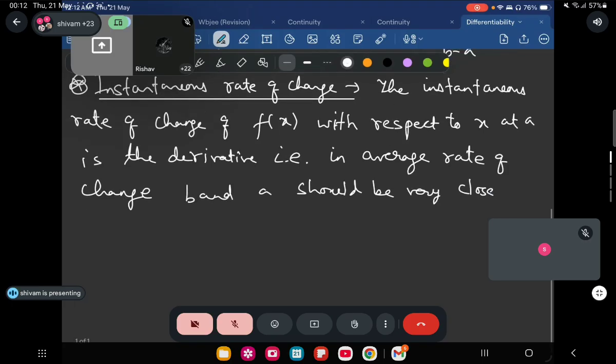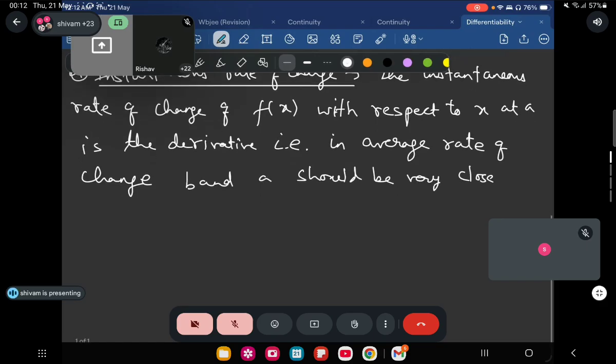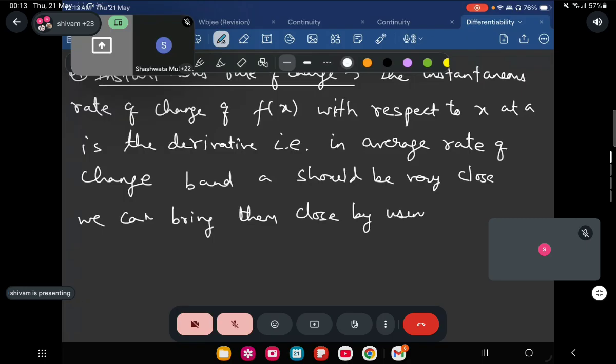And how can we bring b and a close to each other? Tell me, by using what? We can bring them close by using the concept of limits. Okay, so everyone pay attention.